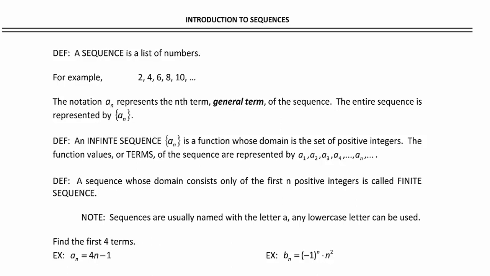An infinite sequence is a function whose domain is the set of positive integers. The function values or terms of the sequence are represented by a sub 1, a sub 2, a sub 3, and so on. You'll notice that a sub n is in the middle of the list somewhere. And our dots tell us that this goes on forever.